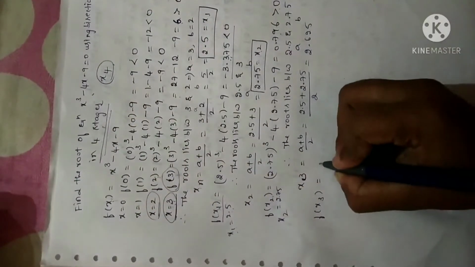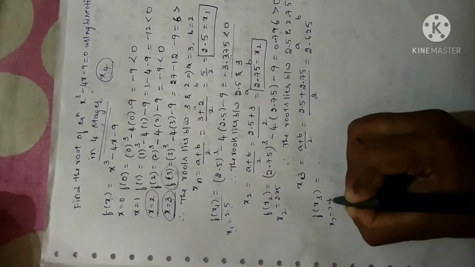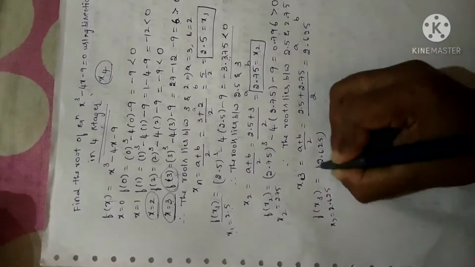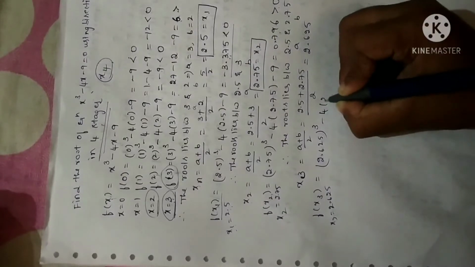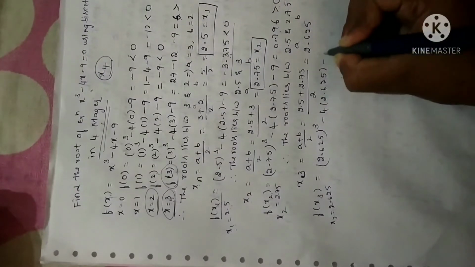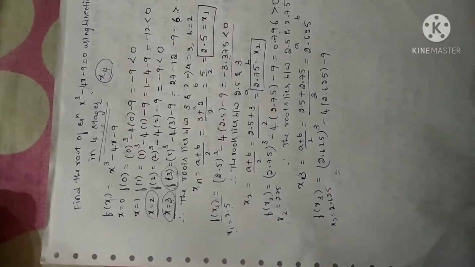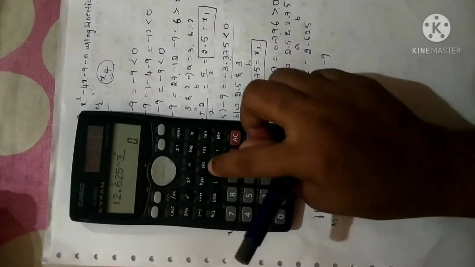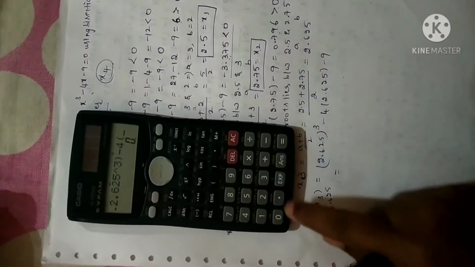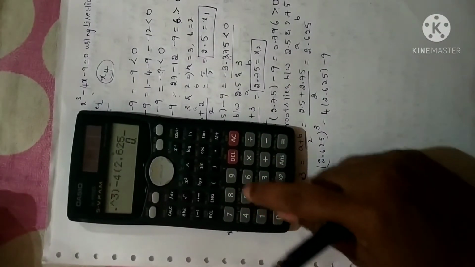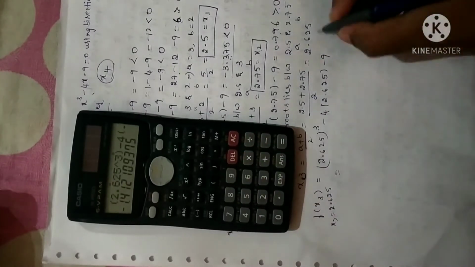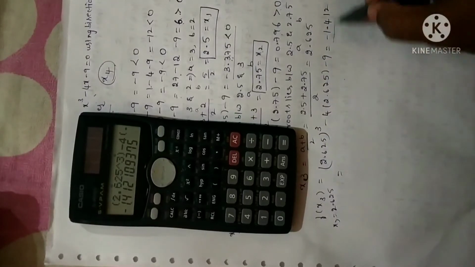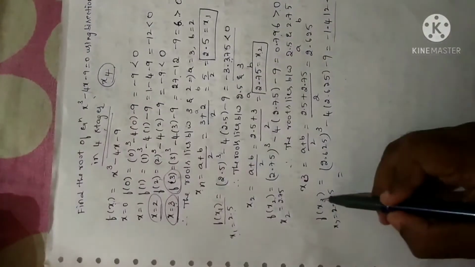Replace x with x3. x3 is 2.625. So 2.625 whole cube minus 4 into 2.625 minus 9 will give us minus 1.412. Anyhow it is negative, less than 0. f of x3 is negative.